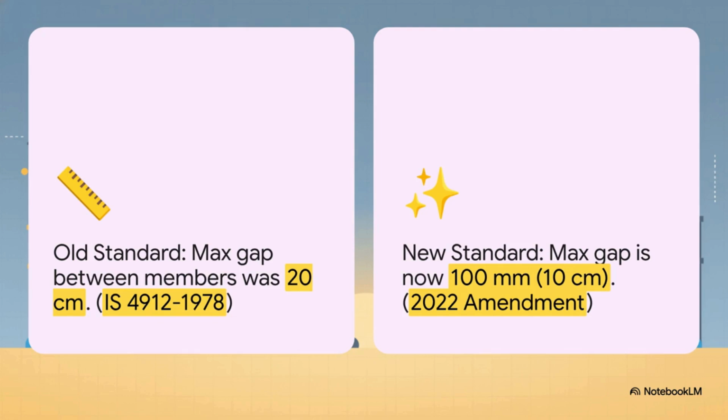For decades, the old standard allowed a maximum gap of 20 centimeters between the bars of a guardrail. Well, the 2022 amendment came in and slashed that number in half. The new maximum gap is now just 100 millimeters. That's 10 centimeters. This is a massive improvement. It makes the gap so small that it's nearly impossible for a person to slip through. So let me be clear. If your site is still making railings to the old 20-centimeter spec, you are not compliant with the current standard.